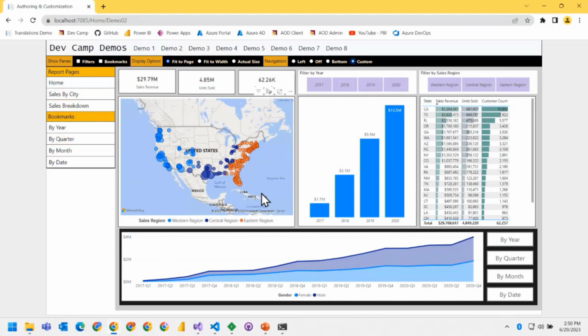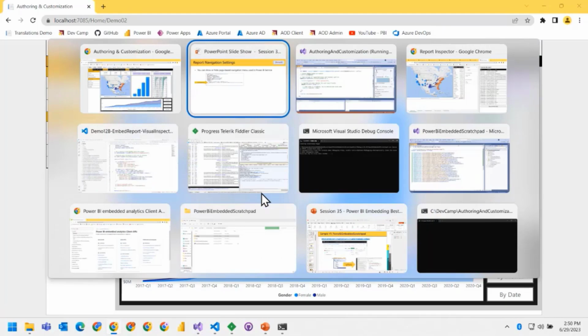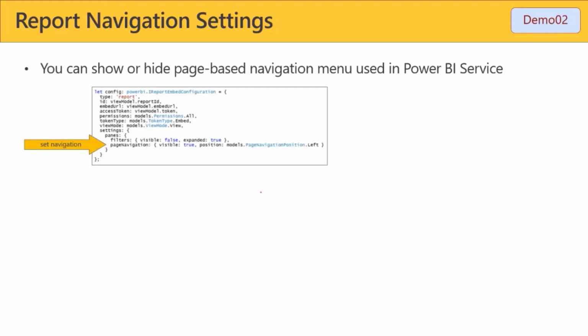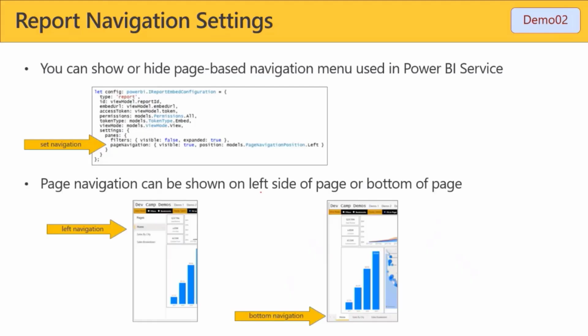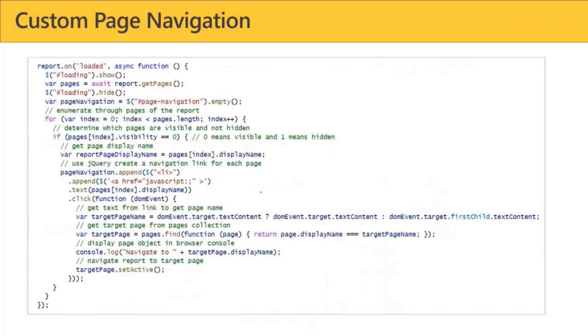Now, let's look at this in a little bit more detail. What we can see here is that you either put the navigation on the left, you put it on the bottom, or you turn it off. And one thing about left navigation is that if you only have one page, left navigation disappears because a choice of one isn't really a choice. If you have bottom navigation, it will show one page. So just keep that in mind.